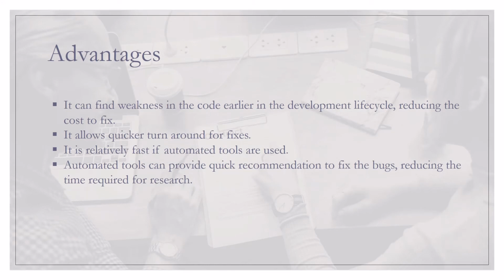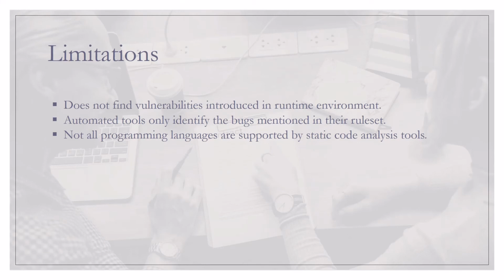There are several benefits of static code analysis, especially if you need to comply with an industry standard. The best static code analysis tool offers speed, depth, and accuracy. It can find weaknesses in your code much earlier in your development lifecycle, so it reduces the cost to fix. It allows quicker turnaround, and it is relatively fast because we use automated tools, and automated tools also provide quick recommendations to fix the bugs, so the developer need not do any research for fixing their bugs.